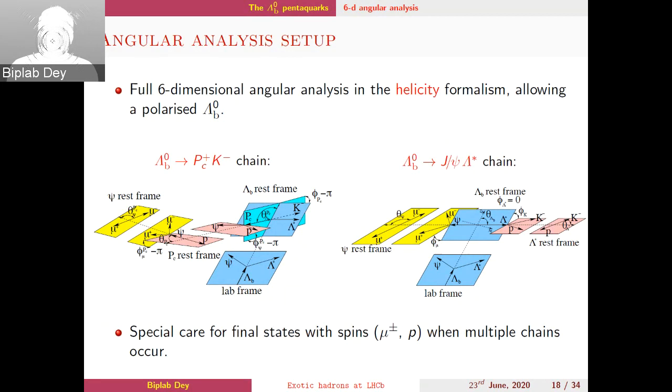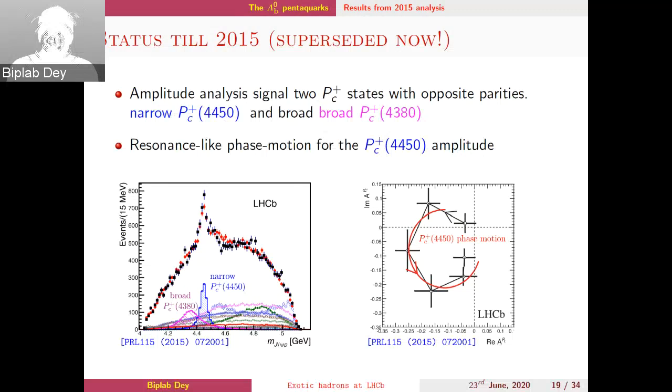So, the status till 2015, and I point out that this result is now superseded, was that the amplitude analysis gave two pentaquark states with opposite parities. There was a narrow 4450 and a broad 4380. And for the narrow one, 4450, we could even see a resonance-like phase motion. Then a bunch of additional checks was done.